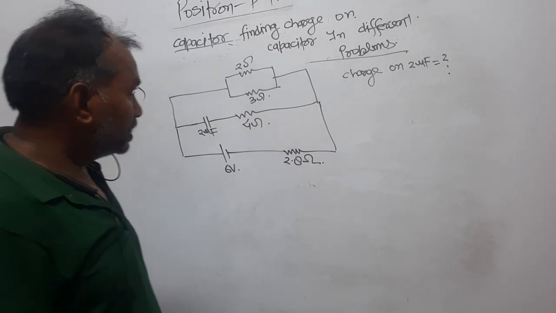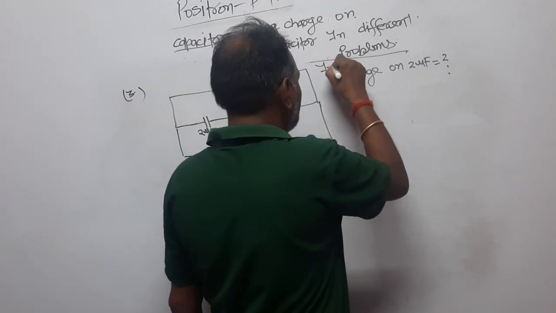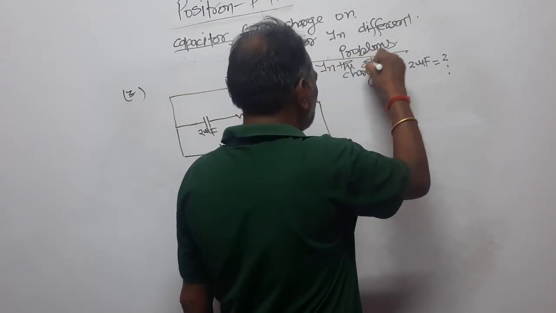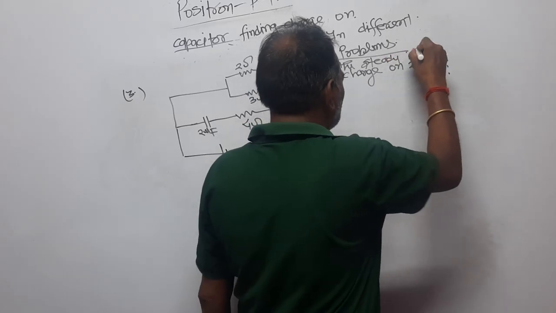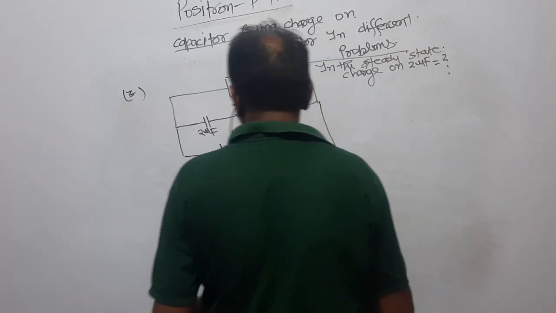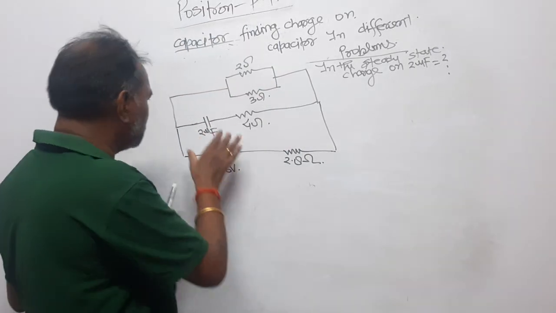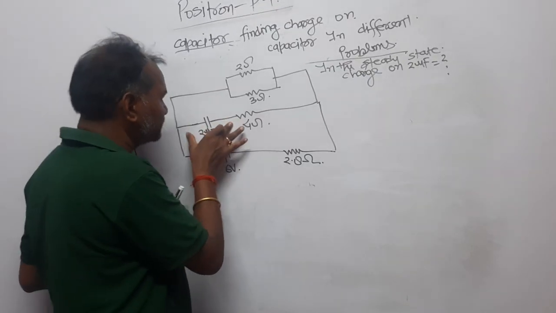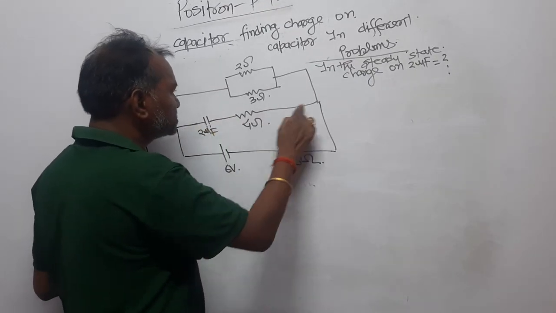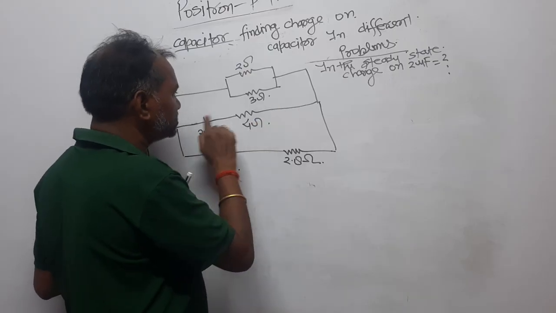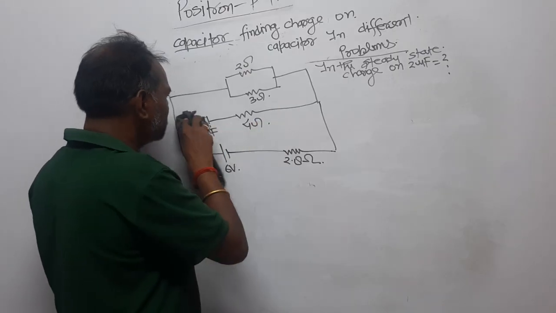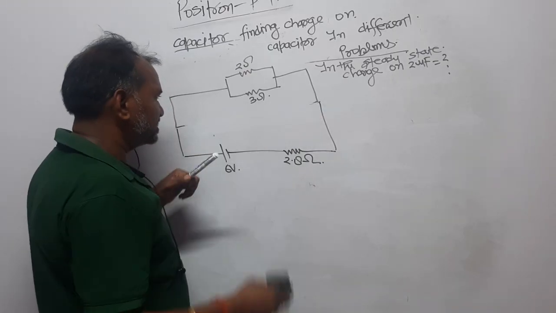Dear student, in the steady state, nothing we have to do. In the steady state, the capacitor will be fully charged, and once it is fully charged, in this branch there would be no current, so you can remove it in the steady state.